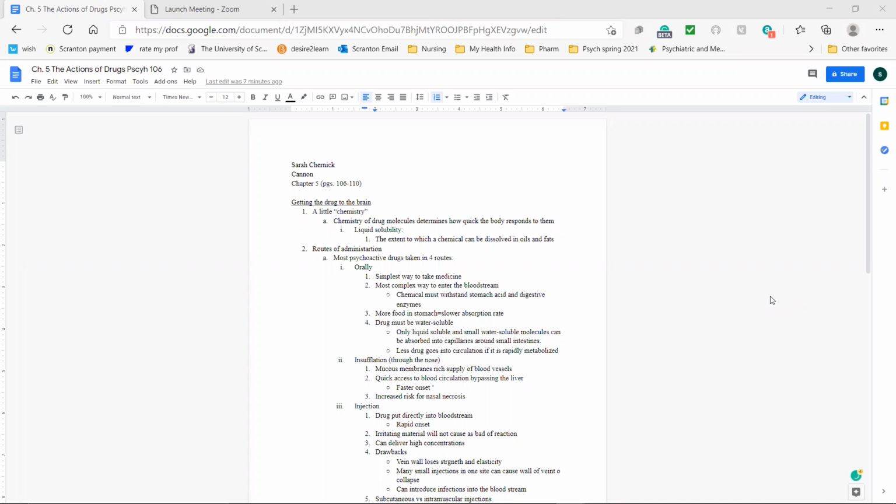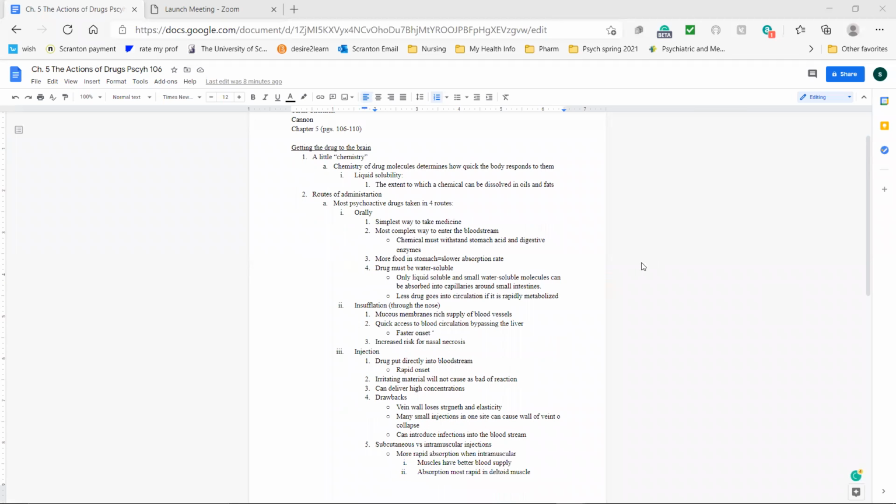Today we're doing chapter 5, pages 106 to 110. The chapter begins by talking about how drugs affect the brain. So the first section is called a little chemistry. The chemistry of a drug molecule determines how quickly the body responds to it. And this includes liquid solubility. So this is the extent to which a chemical can be dissolved in oils and fats. And this determines, again, how quickly the drug itself will dissolve into the bloodstream.